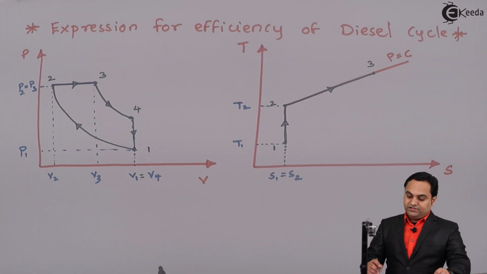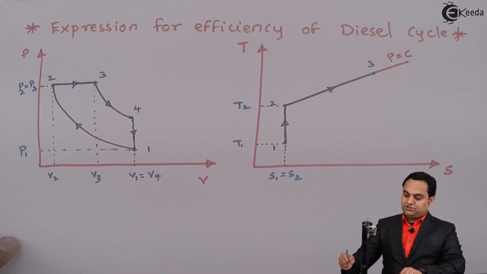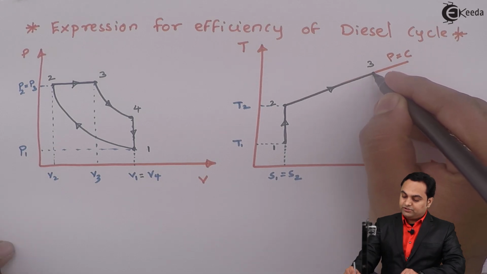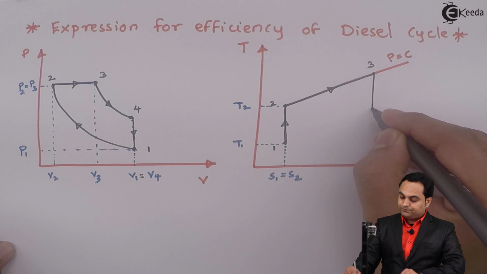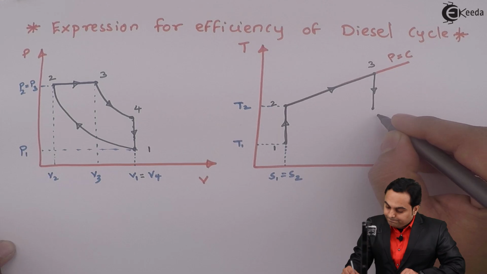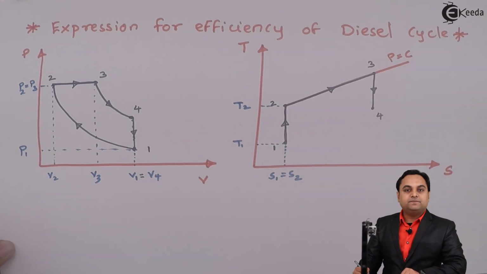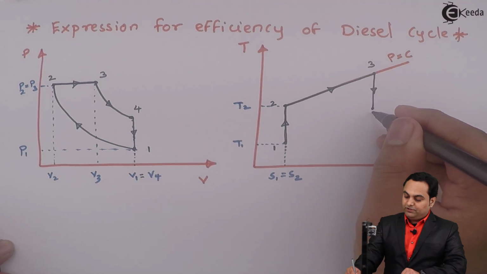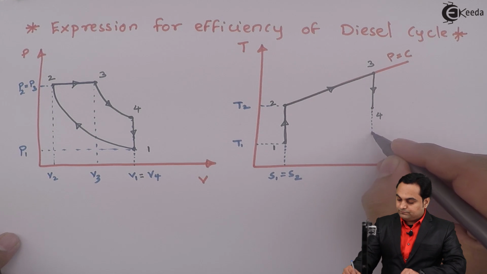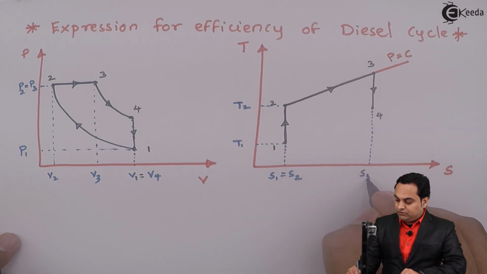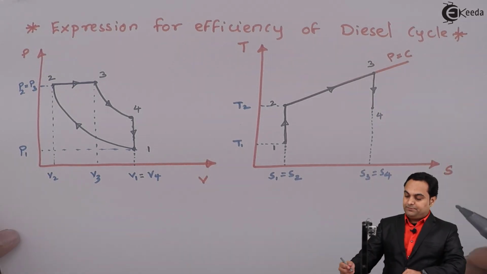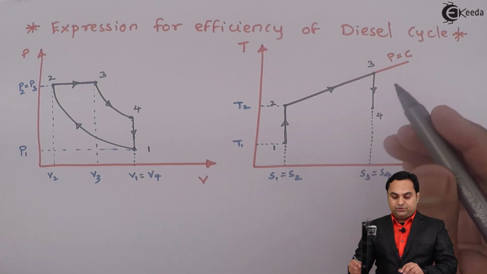Next, after this 3 to 4 was isentropic expansion. So for isentropic expansion, the entropy again should remain constant and there should be drop in temperature. So from 3 to 4, here we arrive at isentropic expansion, and as we see the entropy remains constant, that is S3 is equal to S4, but the temperature drops, that is temperature is dropping during the expansion process.